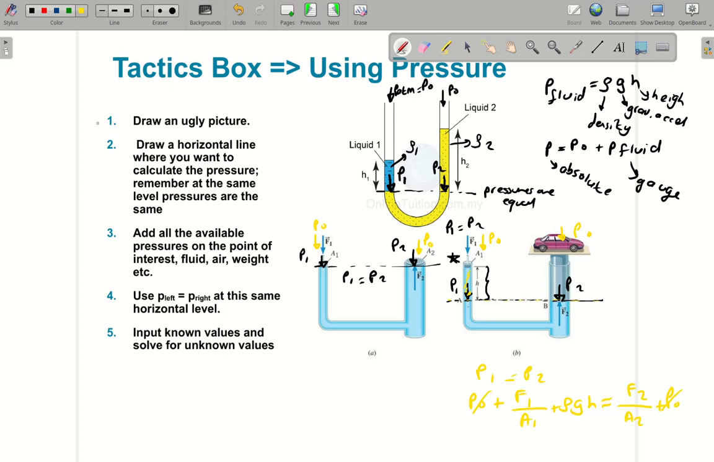Tactic is always the same, folks. Think about what is happening. Draw an ugly picture of the situation.